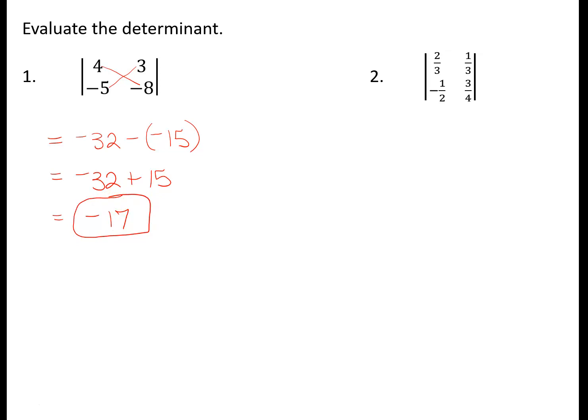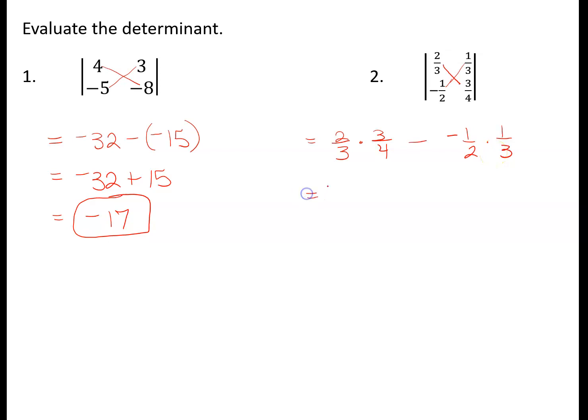Look at one that has some fractions in it, number 2 here. So if you need to, you could write it out. When you do your first multiplication, write the fractions out. 2/3 times 3/4. And then minus, and now you're going to go the other direction. And it's a negative times a positive again, so it's going to be a negative 1/2 times 1/3. Or you could put the 1/3 times the negative 1/2. It doesn't matter which order you write those in.